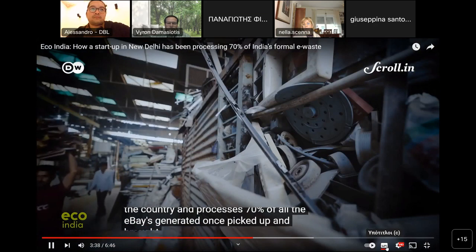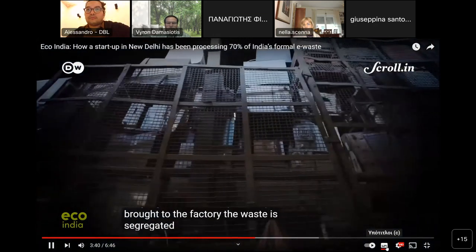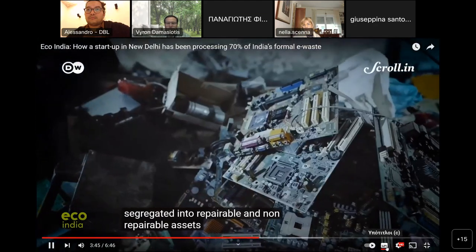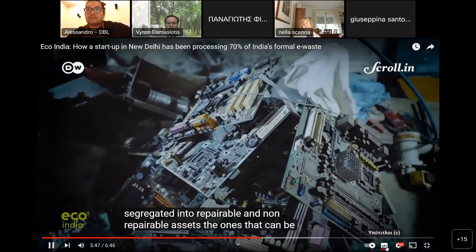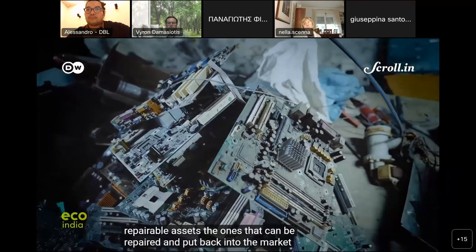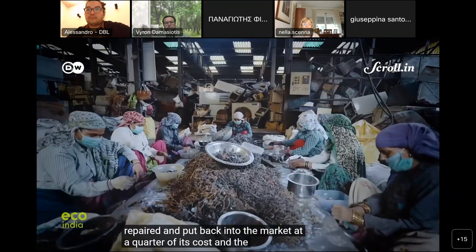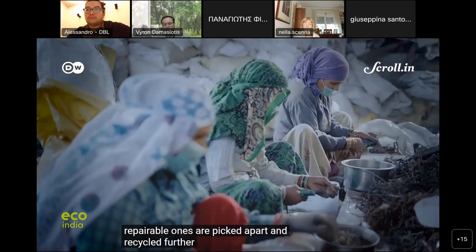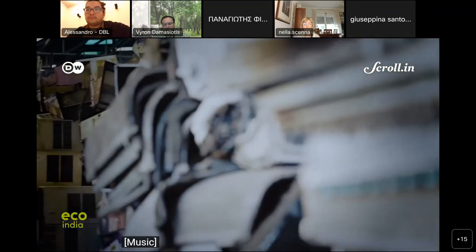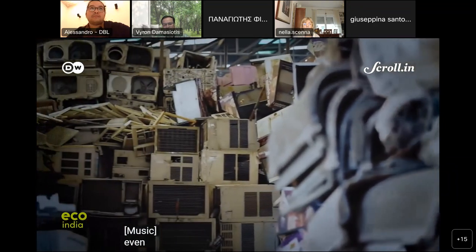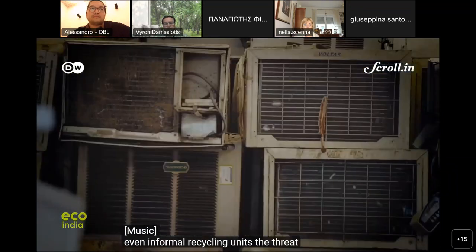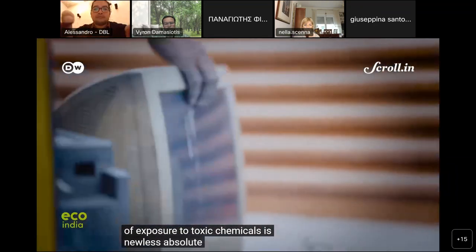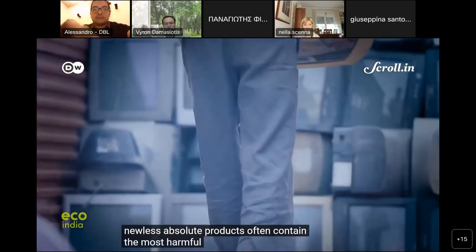Once picked up and brought to the factory, the waste is segregated into repairable and non-repairable assets. The ones that can be repaired are put back into the market at a quarter of its cost. And the non-repairable ones are picked apart and recycled further. Even in formal recycling units, the threat of exposure to toxic chemicals is no less. Obsolete products often contain the most harmful of these.